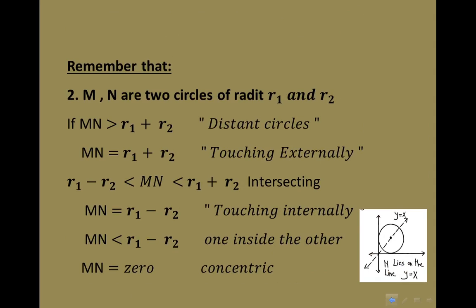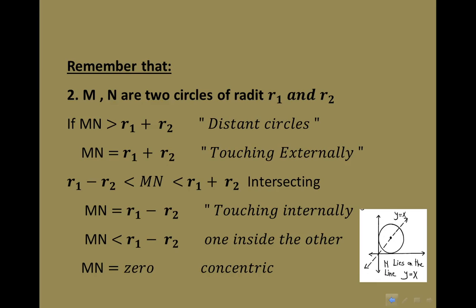M and N are two circles of radii R1 and R2. If MN is greater than R1 plus R2, these two circles are called two distant circles. Also, if MN, the line of centers, the line joining the two centers of the two circles, equals R1 plus R2, these two circles are two touching externally circles. If MN is greater than the difference between their radii and less than the sum of their radii, these two circles are two intersecting circles.